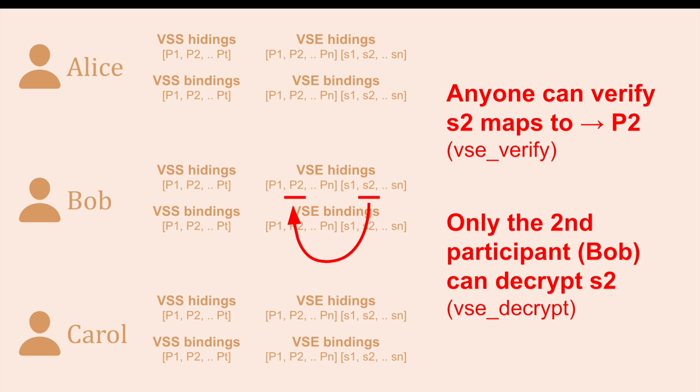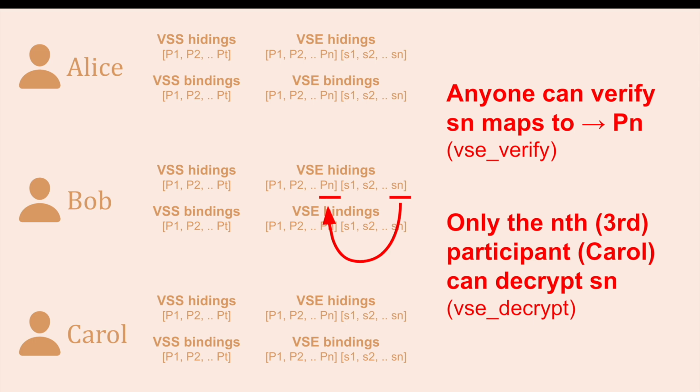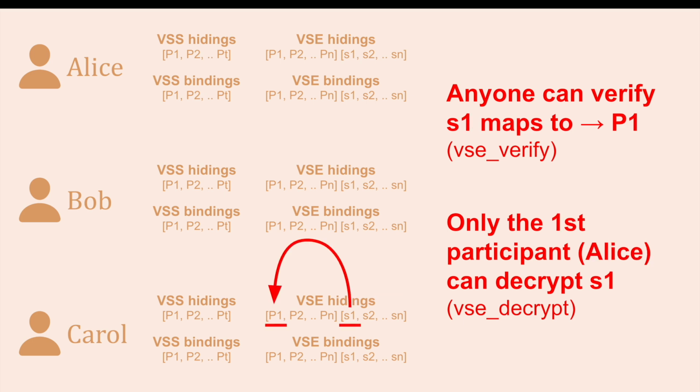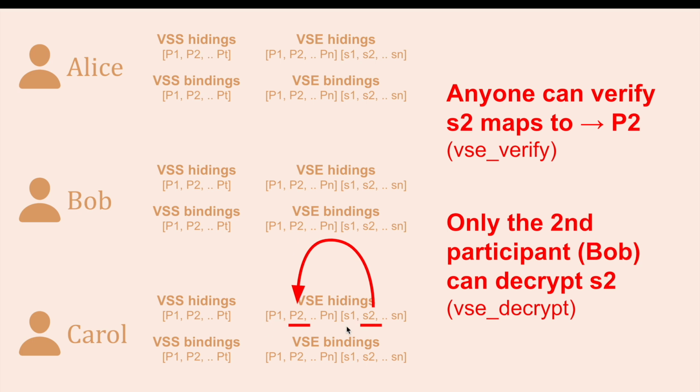And S2 here is created by Bob, and it belongs to Bob. Sn is for Carol, and only Carol can decrypt, but anyone can verify it. Same for bindings. It's the same thing, really. And Carol is the same thing. S1, only Alice can decrypt, but it maps to P1. Anyone can verify it. S2 belongs to Bob, and only Bob can decrypt S2.